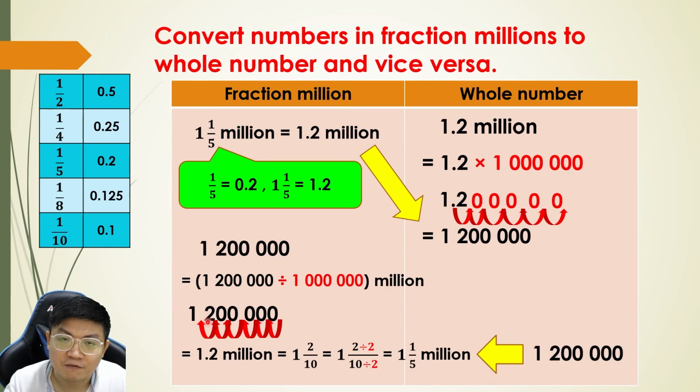And of course, we need it in fraction. Therefore, 1.2, you should be writing 1 and 2 over 10. And simplify this 2 and 10. Simplify with 2. Finally, you get 1 1/5 million. Yeah, there are actually two ways of doing from fraction to whole number. So if you remember the simplification, you do it. If you don't remember, you remember this table, you can use this table also.